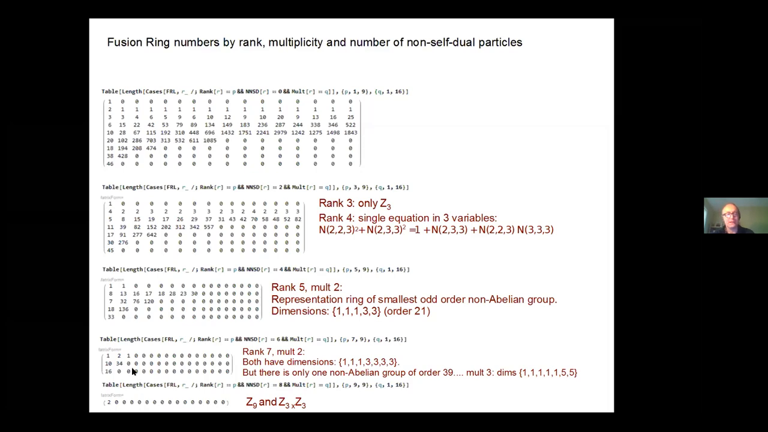And that last one here, the unique one with multiplicity three there, is actually also a group with dimensions, with two five-dimensional representations here. Okay, and then of course the last case is where we have eight non-self-dual particles, but you can only do one case there, which is the multiplicity three Z9 particle case, and those are the two Abelian groups there, Z9 and Z3 times Z3. Okay, so that gives you a bit of an idea how it splits out. Of course, you can ask much more interesting questions, but it gives an idea of what we're looking at here.